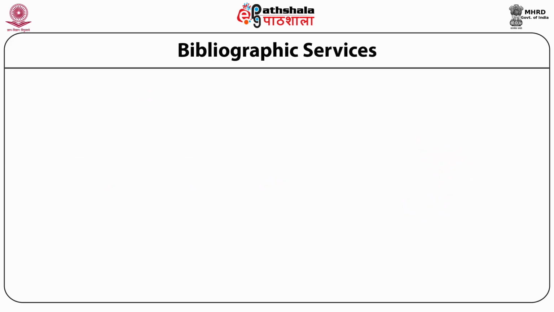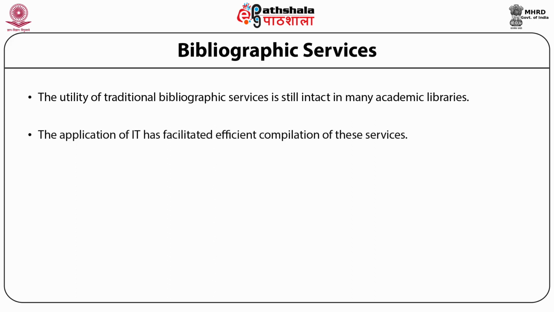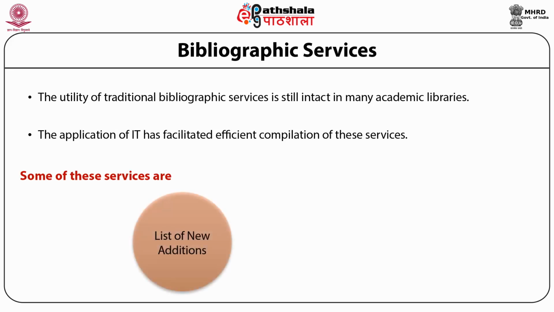Bibliographical services is another important service. The utility of traditional bibliographic services is still intact in many academic libraries. The application of IT has facilitated efficient compilation of these services. Some of these services compiled in academic libraries include list of new editions as and when new books are procured in the library, their listing is done for the benefit of the users.